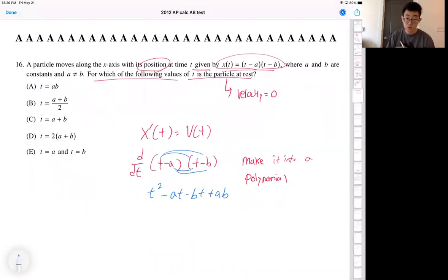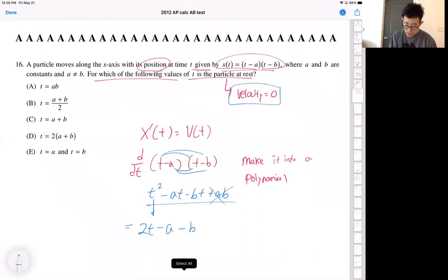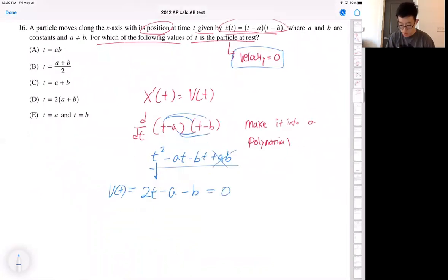And you want to differentiate this in terms of t. This will use the power rule: 2t, subtracting 1 from the exponent, and the coefficient stays. Then plus ab is a constant, so there's not going to be a derivative for that one. Remember, this is your velocity function because it's the derivative of your position function. And you want to set this equal to 0.